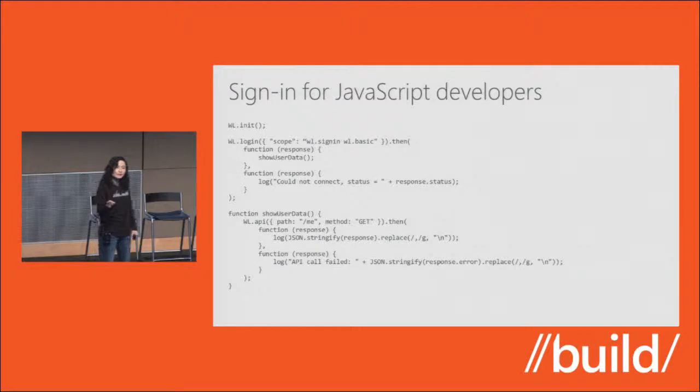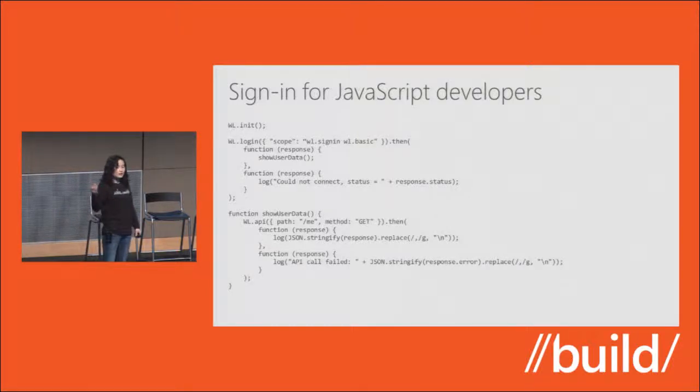So like I said, we provide client SDKs on many different platforms, including JavaScript. This is a code snippet for if you are building a JavaScript application on Windows 8, you can use our SDK to do exactly the same thing. The interface is very simple. There's an init method where you initialize the library. There's a login method where you pass in the list of scopes. And then when the login method finishes, you can check the user's auth status.